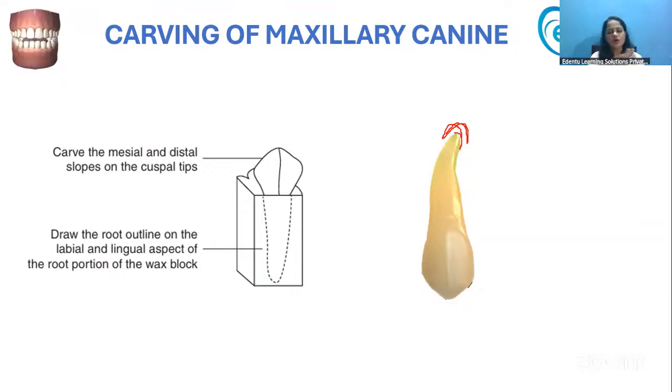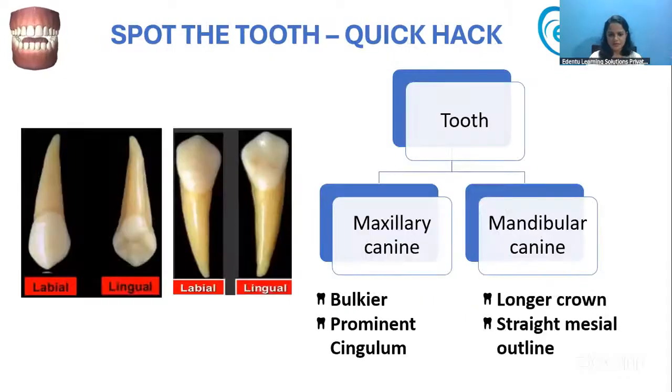Once all the carving procedures are finished, polish it thoroughly. Polish it well and then submit it. Then you can expect canines as spotters also. They can give you a natural human canine tooth and ask you to identify which tooth that is.